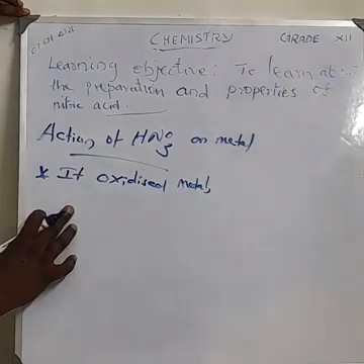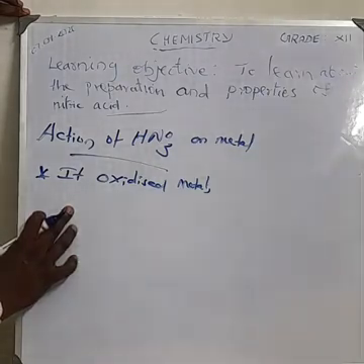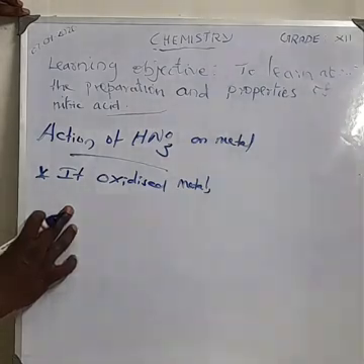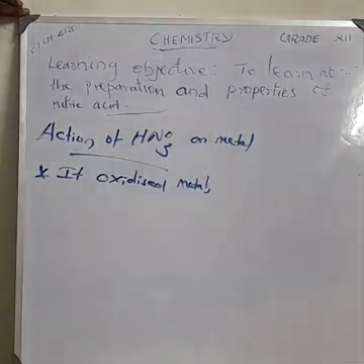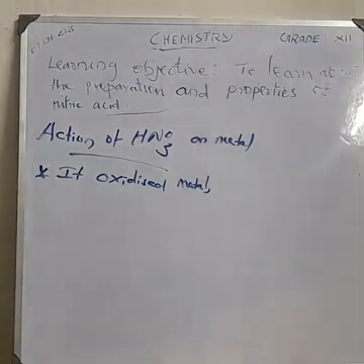Also, some of the metals such as aluminum, iron, nickel, chromium, etc. are rendered passive in concentrated acid due to the formation of their oxide on the metal surface, which prevents the nitric acid from reacting with the metal. That is one of the behaviors of nitric acid.